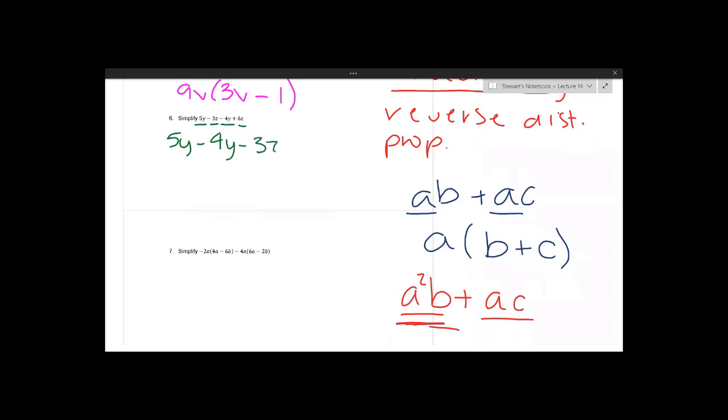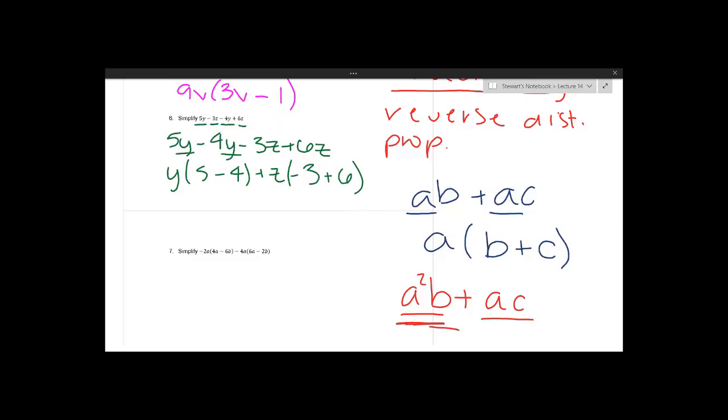minus 3z still, plus 6z. And if it helps to think about it now with factoring, both of these terms have a y. So we can factor out the y, and we have 5 minus 4. And then in this case, we can factor out the z. Just be careful here with the subtraction sign, because if you factor out a negative z, you have to change the sign in here. So I'm just going to keep it positive, for the sake of not being confusing, and then we have negative 3 plus 6 left over.